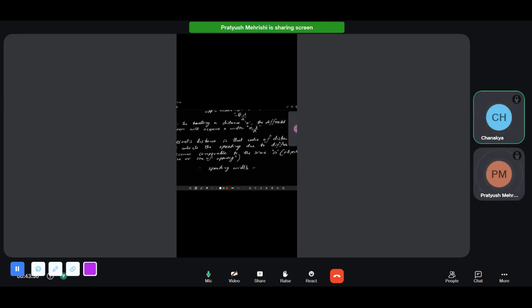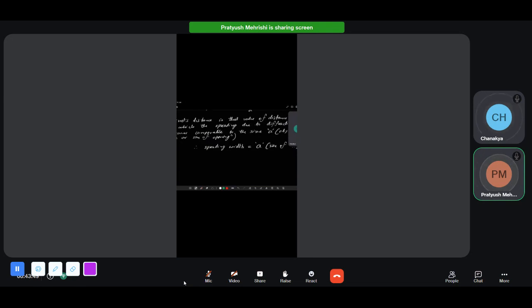Now, therefore, the spreading width is comparable to what? Size of object. What was the spreading width? The spreading width we just saw as z lambda by A. This is equal to A, or we can write z is equal to A square by lambda.